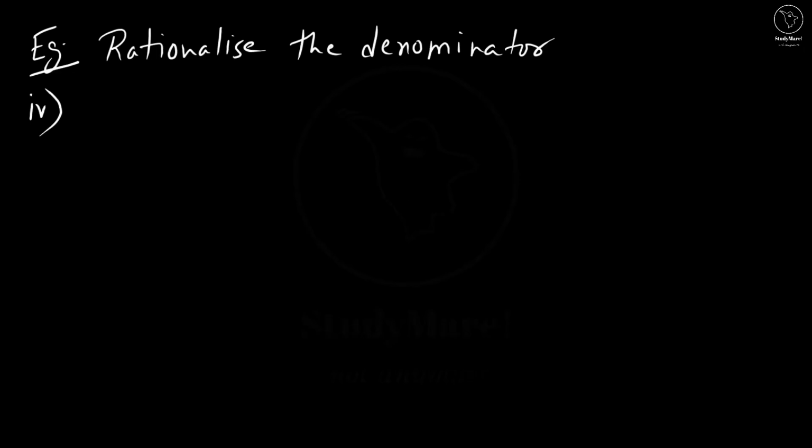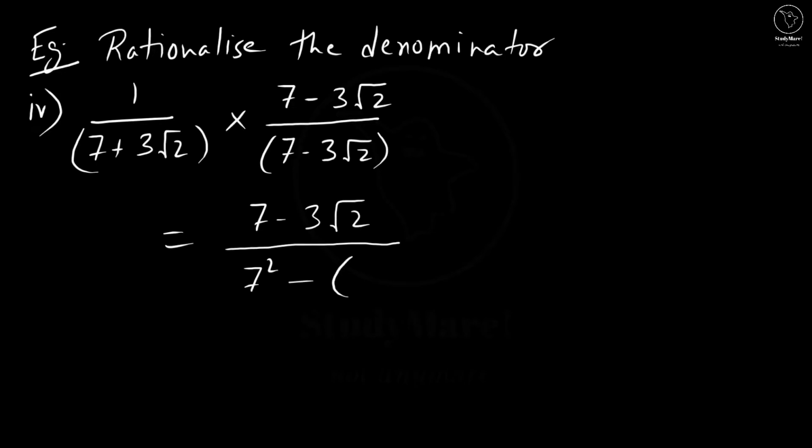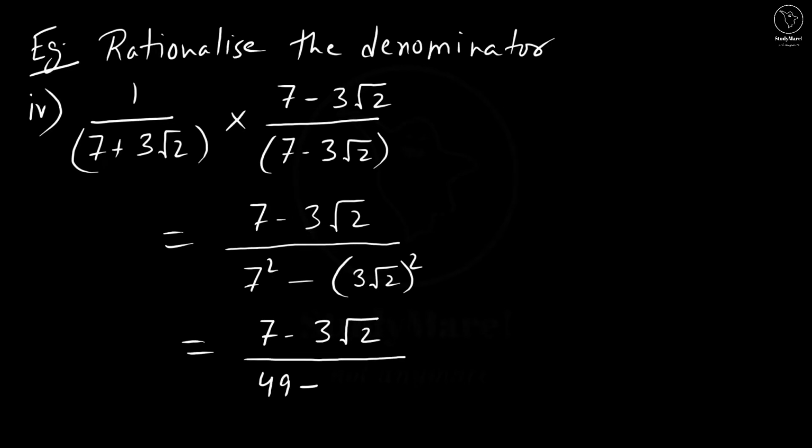Now, let's take our fourth example, which is 1 by 7 plus 3 root 2. Rationalization factor in this case is 7 minus 3 root 2. So we multiply this in the numerator as well as the denominator, which equals 7 minus 3 root 2 by 7 square minus 3 root 2 whole square. Using the identity a plus b into a minus b is equal to a square minus b square. Simplifying it further, we get 7 minus 3 root 2 divided by 49 minus 9 into 2, which is 18, equals 7 minus 3 root 2 by 31.